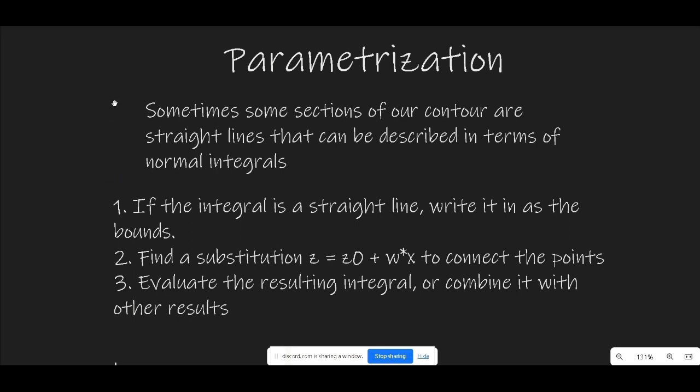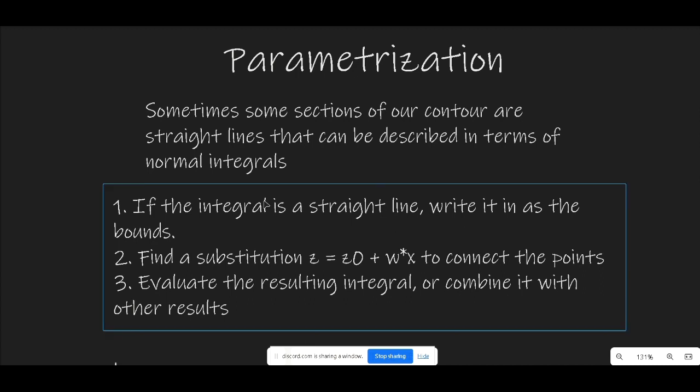So if an integral is in a straight line, so for example, if you have 2 points in the complex plane and our contour connects those in a straight line, then this is definitely the method you're going to want to use. So you're going to write it in as the bounds. That just means write the starting point as a lower bound and the ending point as an upper bound. And then find a substitution z equals z0 plus w times x, where w is some complex number, to connect the points, and then evaluate the resulting integral or combine it with other results.